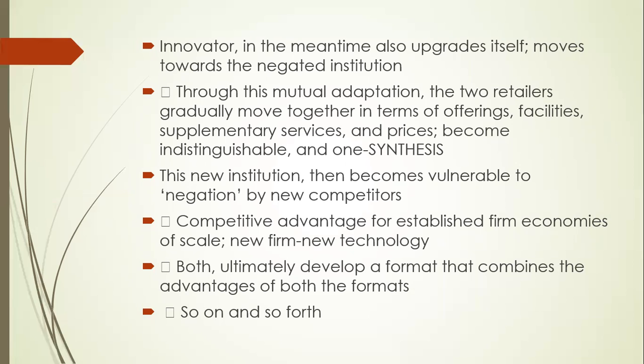They are coming with apparels. Same, they are coming with, what do you call, vegetables, fruits. Okay, they are coming with all such things. The new institution then becomes vulnerable to negation by a new competitor. So we have already seen how this happened. So competitive advantage for established firm: economies of scale; new firm: new technology. So both ultimately develop a format that combines the advantage of both the format that we have discussed in the early explanation of the theory. So on and so forth.